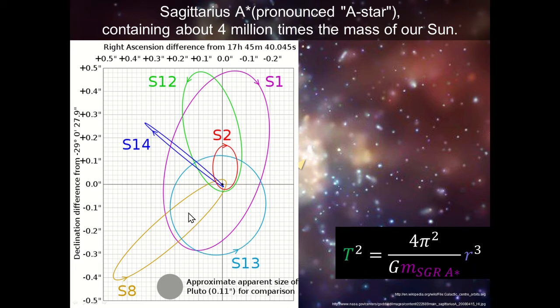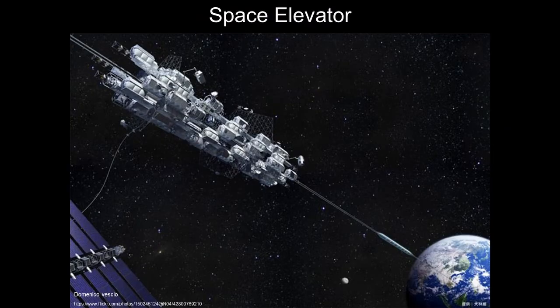But by analyzing the orbits of these stars that go around Sagittarius A star, you can figure the time it takes a star to go around and the average radius. You can find the mass of Sagittarius A star, which is really cool, way far out there, but we can figure out how much mass it has.